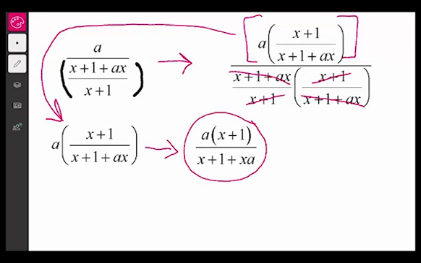So now you know how to deal with complex fractions and how to simplify them. This may seem like a very complex procedure, but essentially it is pretty simple if you just take it one step at a time.